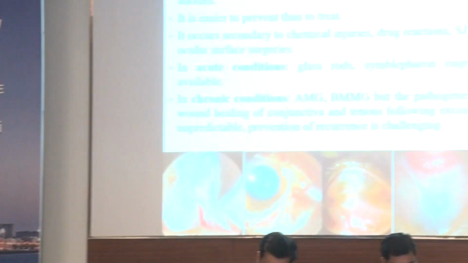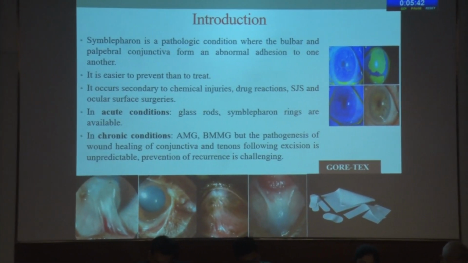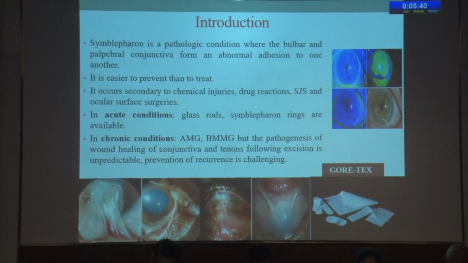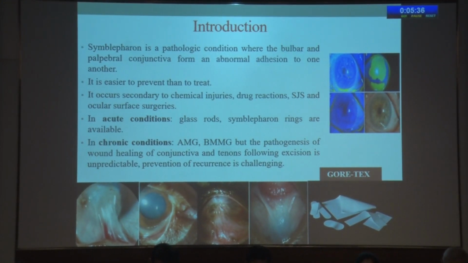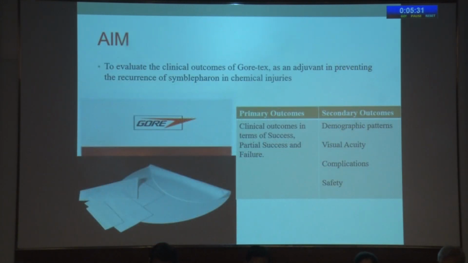Symblepharon is a pathological condition wherein the bulbar and palpebral conjunctiva form an abnormal adhesion to one another. It occurs secondary to chemical injuries, drug reaction, SJS and ocular surface procedures. It is easier to prevent than to treat. Many modalities are available to prevent symblepharon, but the pathogenesis of wound healing of conjunctiva and Tenon's is unpredictable. Hence, the prevention of recurrence is still challenging. In this study, we aim to evaluate the clinical outcomes of Gore-Tex as an adjuvant in preventing the recurrence of symblepharon in chemical injuries.